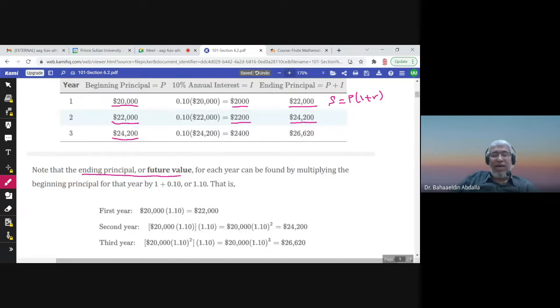So in this example, R is 0.1. So if we multiply the principal times 1.1, we will get the future value immediately. So in the first year, 20,000 was the beginning principal. Multiply by 1.1, you get 22,000, which is the future value after 1 year, or the ending principal at the end of the first year.